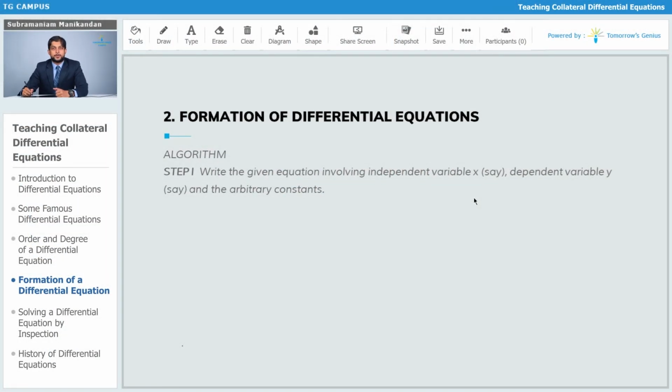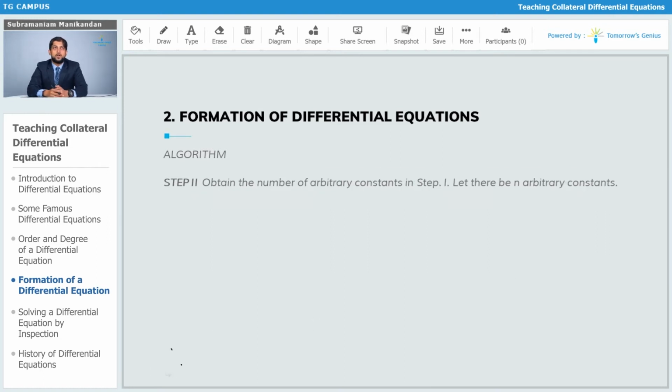Formation of differential equations. So we'll get straight to the actual process of constructing the differential equations. What is the first step? Write the equation involving the variables involved in the differential equations: the independent variable, say it is x, the dependent variable, say it is y, and all the arbitrary constants which might be there. It doesn't matter if you even include some extra arbitrary constants. In the course of solving for particular solutions of certain situations that you require, they will automatically get eliminated. But we do require arbitrary constants.